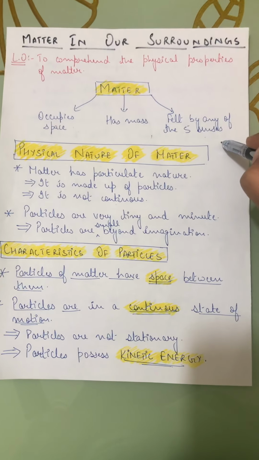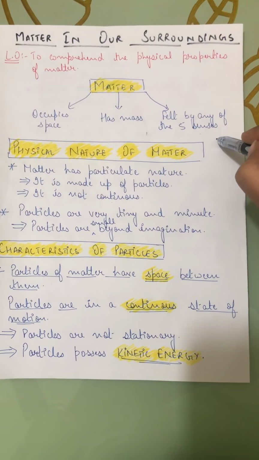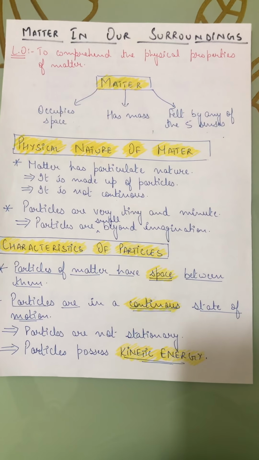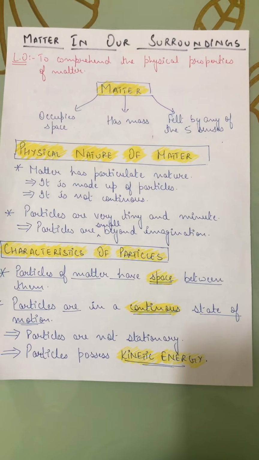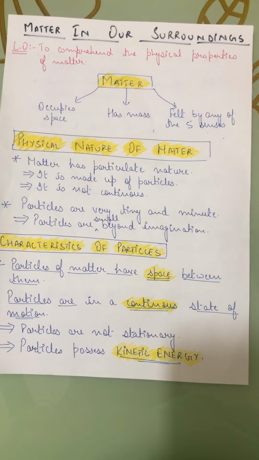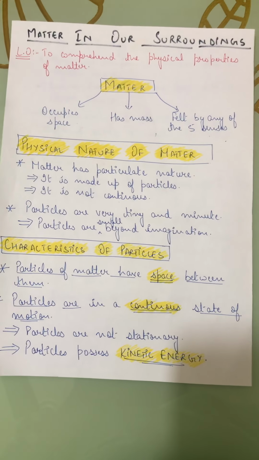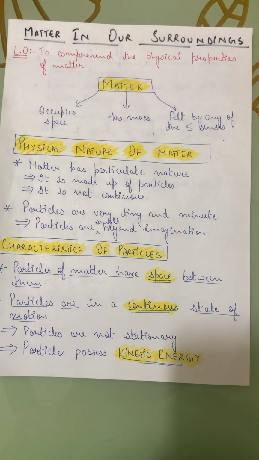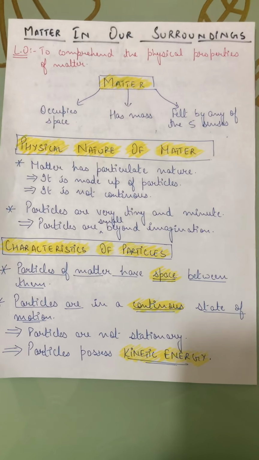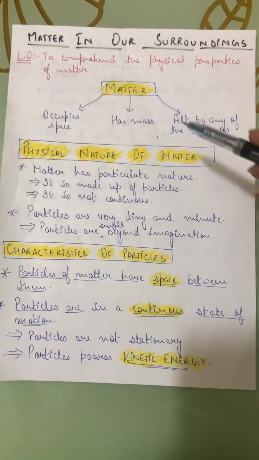For example, if we talk about a wooden block, it has mass, it occupies space, and it can be felt. We can see it, we can touch and feel it. So it is a state of matter. Similarly, the air around us occupies space, it has mass, and it can be felt. So anything around you that occupies space, that has mass, and that can be felt by any of your five senses, you can define as matter.